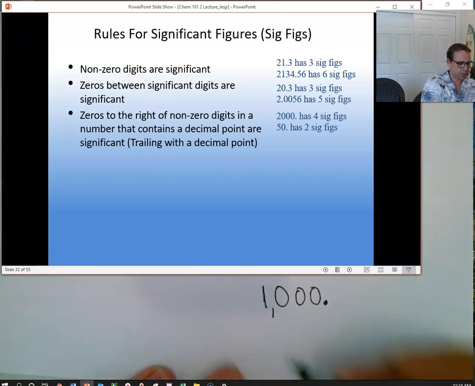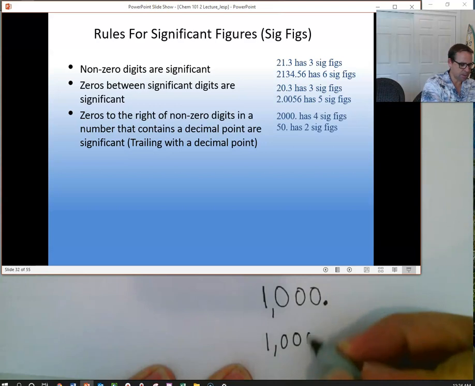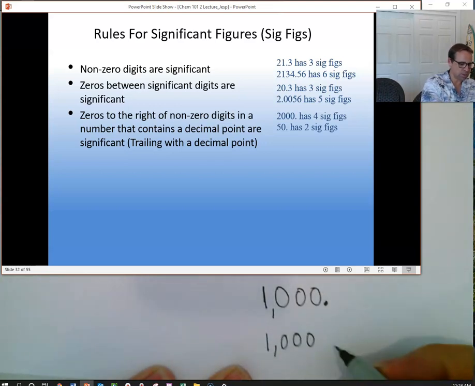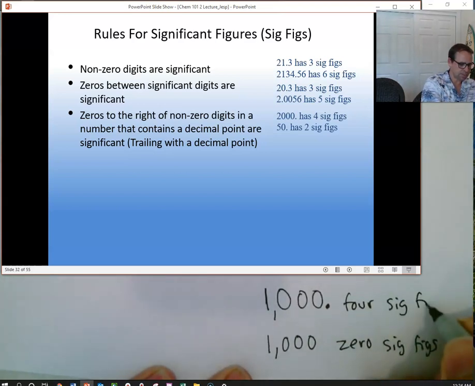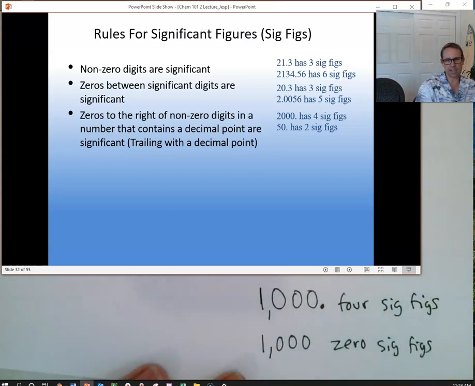Okay? So if I have this number, that has 0 significant figures. But if I have this number here, that has 4 significant figures. Or we call them sig figs. Okay?